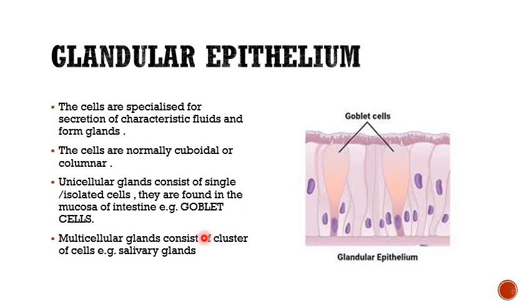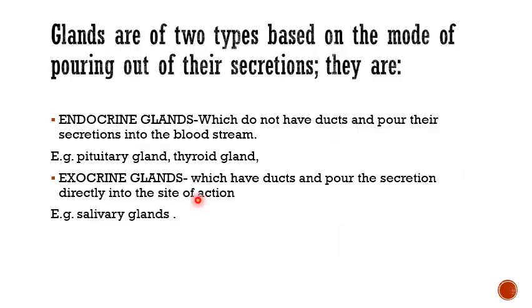Multicellular glands consist of clusters of cells, for example the salivary glands, from which the secretions come, either in the form of enzymes or hormones. Depending upon the secretion, glands are of two types based on the mode of pouring out their secretion. You must be familiar with the endocrine gland, which secretes hormones, does not have a duct and pours its secretion into the bloodstream.